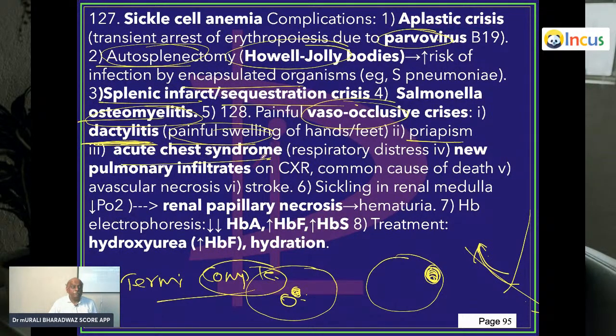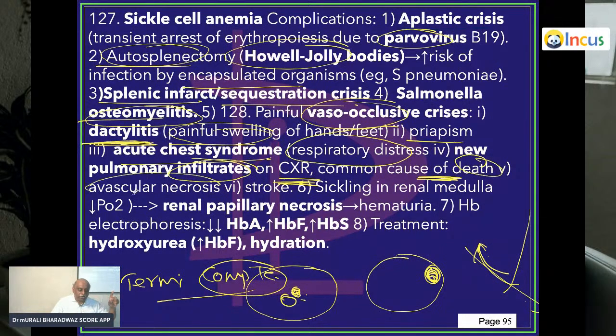Similarly, they will develop acute chest pain, acute chest syndrome. One more example of vaso-occlusive crisis, right? And they develop respiratory distress. Obviously, pulmonary vasoconstriction will occur and lead to respiratory distress. Similarly, new infiltrates appear in the chest X-ray. And this acute chest syndrome is the common cause of death.